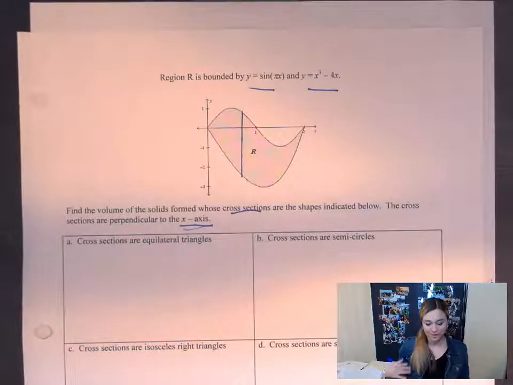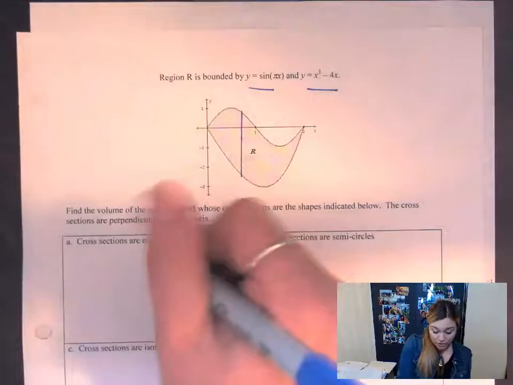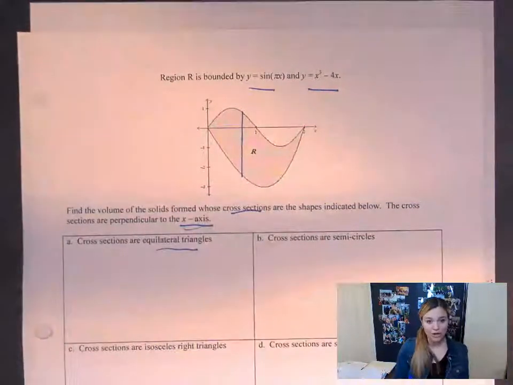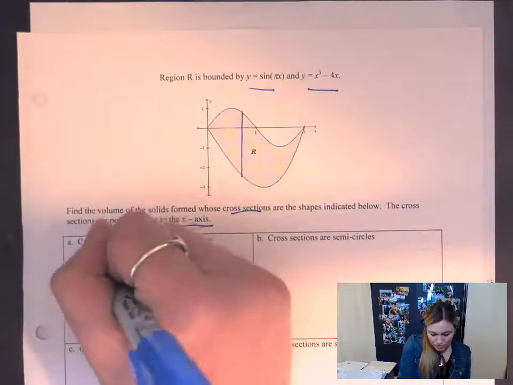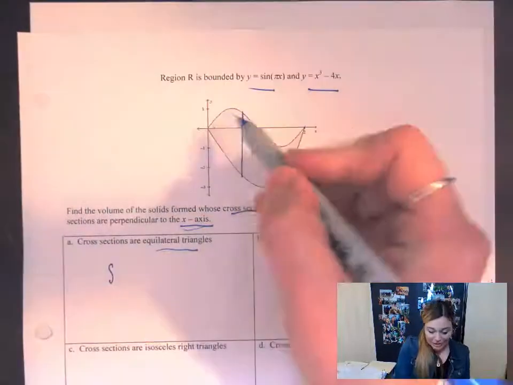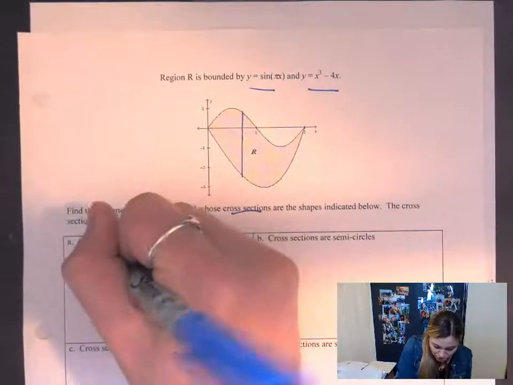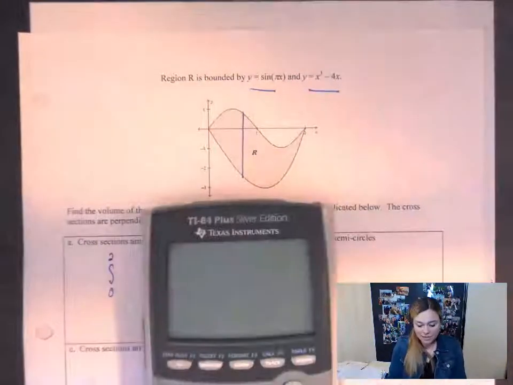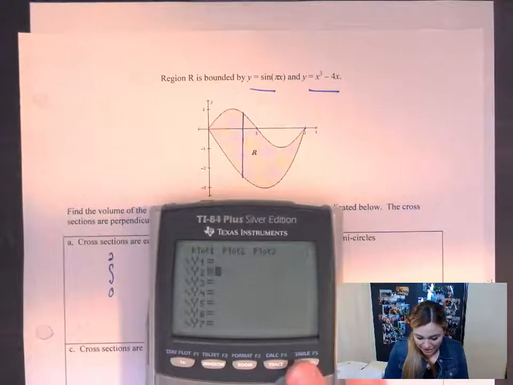Okay, so in every one of these, you're going to be thinking, well, volume, I have to integrate the area. So cross sections that are equilateral triangles. Remember this. Oh, this was a tough one to start out with. But we do know that we're going to integrate from here to here, which in this case is 0 to 2. And you want to make sure that they intersect at 0 and at 2.